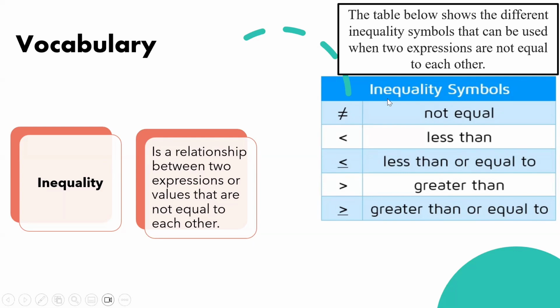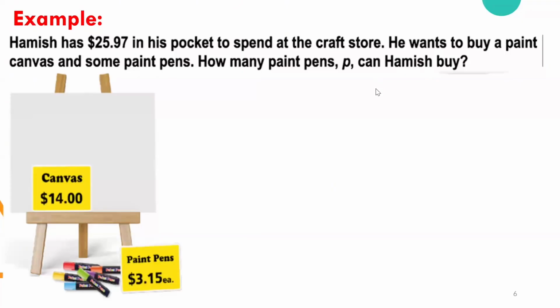In the table to the right, these are the different inequality symbols that can be used when two expressions are not equal to each other. First, we have our not equal to symbol. This means that two values or two expressions are not the same. We have our less than symbol, less than or equal to, greater than or equal to, and greater than. Using this example on the screen, how do we write and solve an inequality given a worded problem?